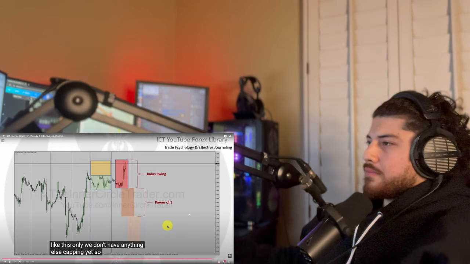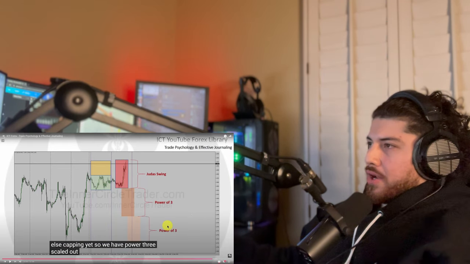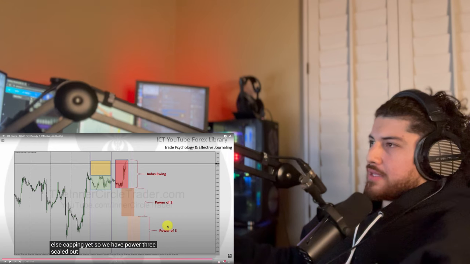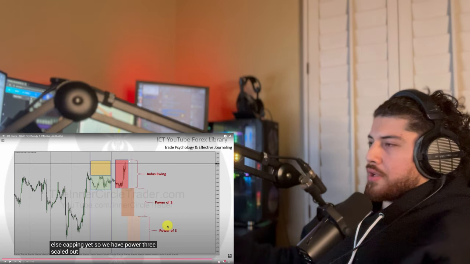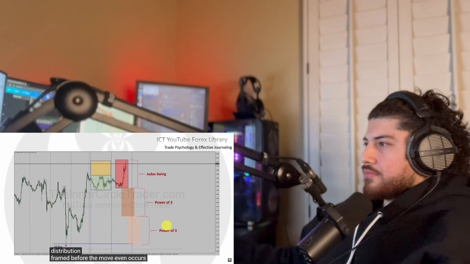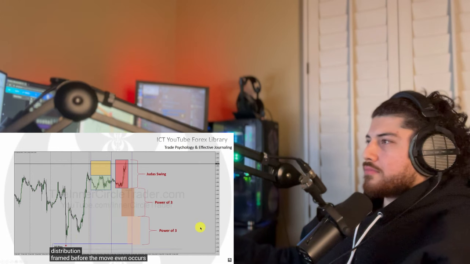You don't have anything else happening yet. I know we will go over it later on in his content, but he's looking at this as the Judas swing, price sweeping up above this high, above the standard deviation as well, and then looking for price to push lower, giving us that power of 3. Accumulation, manipulation, distribution, framed before the move even occurs. You can see 10 pips below this low we're looking for, we're going to have a little level there.